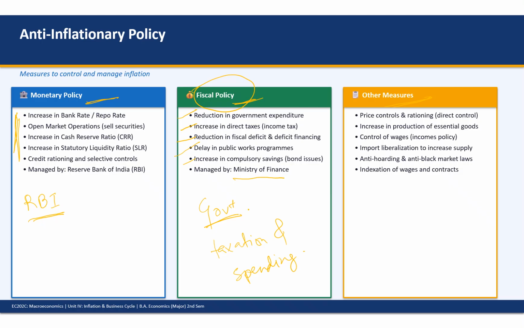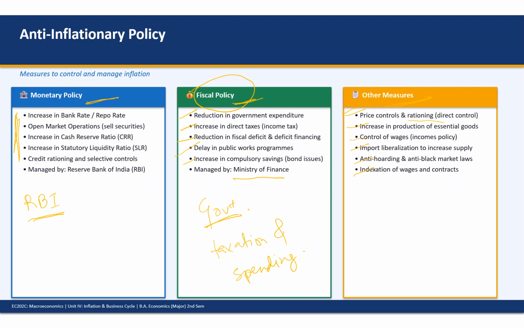Number one is price control. Second, rationing is also another measure which helps in reducing the prices. Increasing production of essential goods, controlling wages through income policy, import liberalization, anti-hoarding laws, and black market laws, and indexation of wages and contracts.